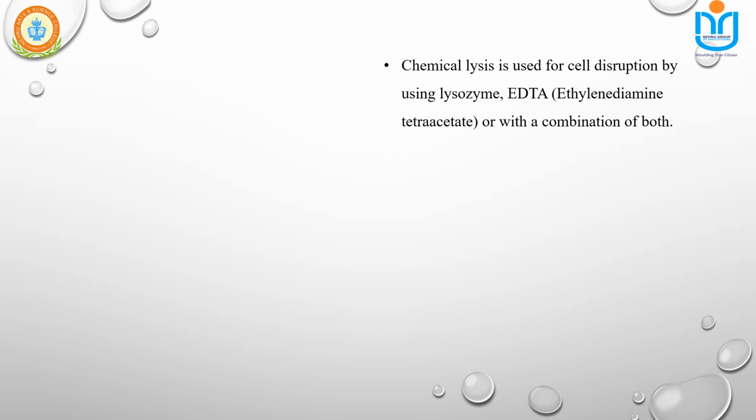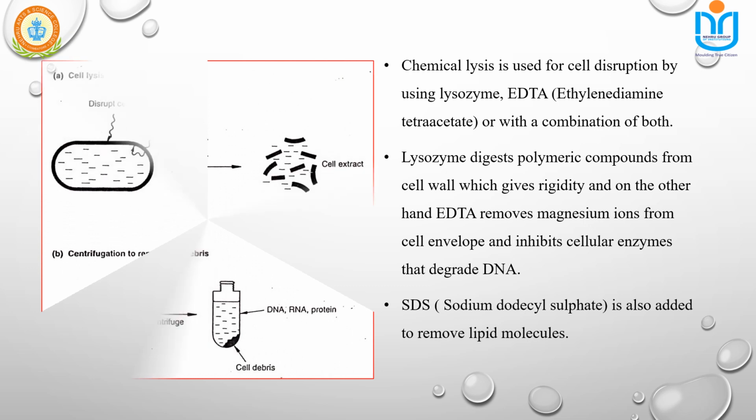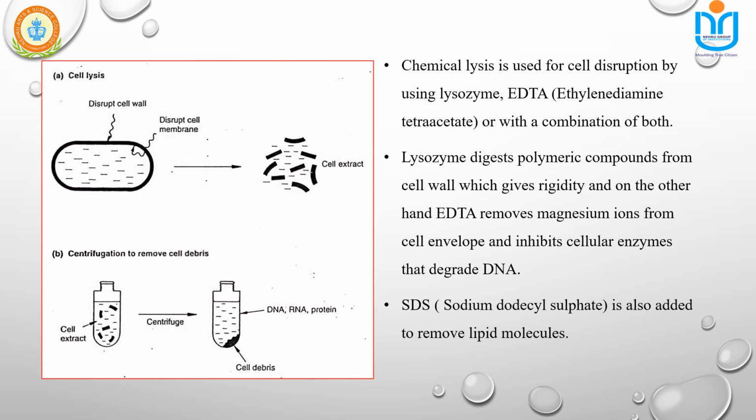Chemical lysis is used for cell disruption by using lysozyme, EDTA, ethylenediamine tetraacetate, or a combination of both. Lysozyme digests polymeric compounds from the cell wall which give it rigidity, and on the other hand EDTA removes magnesium ions from the cell envelope and inhibits cellular enzymes that degrade DNA. SDS, sodium dodecyl sulfate, is also added to remove lipid molecules.